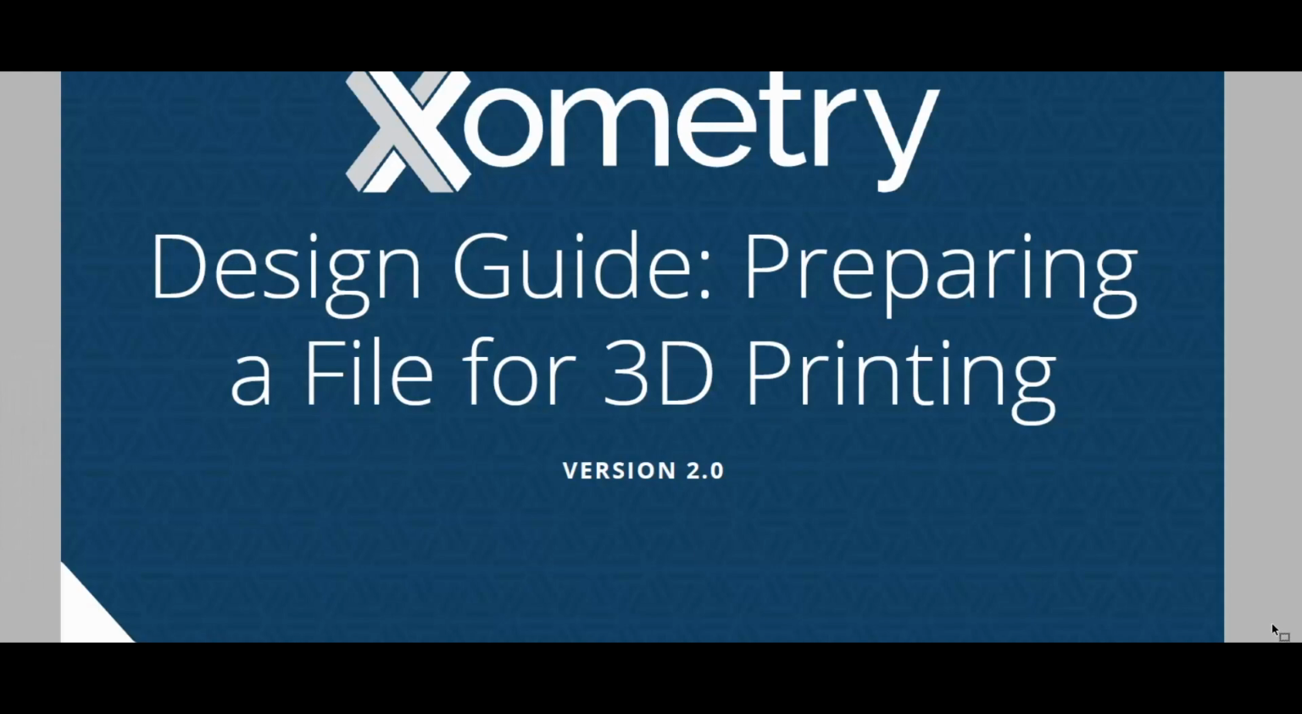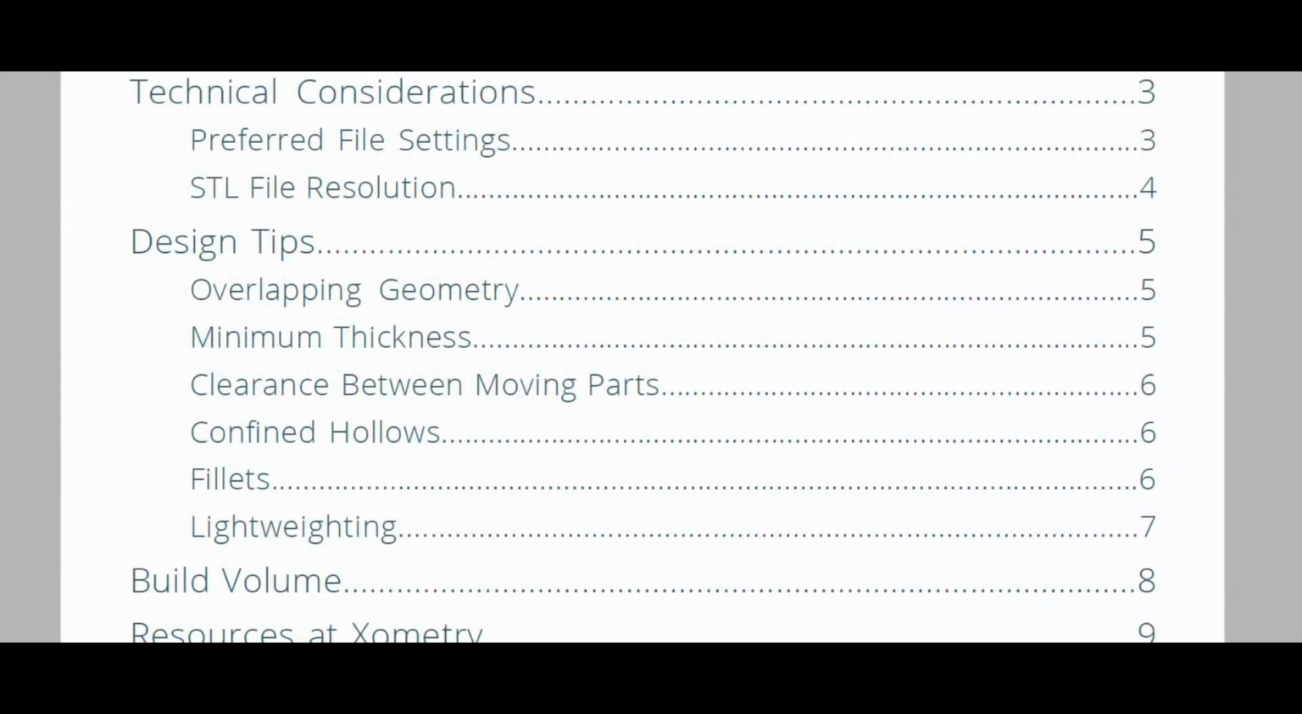This is our design guide for preparing a file for 3D printing. What we talk about in this design guide are the technical considerations, including STL or mesh file resolution, as well as some common design tips just for 3D printing parts in general. I will also go over some details of build volume and other resources available at Xometry.